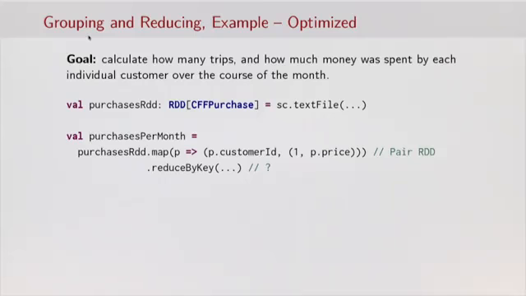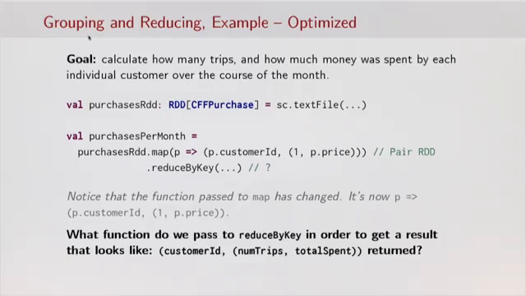So let's go back to our earlier example. Remember, our goal was to figure out how many trips and how much money was spent by each individual customer over the course of the month. So if we were to replace our call to group by key with a call to reduceByKey instead, what would we have to pass to reduceByKey? What would the function be here that would have to calculate the total number of trips and the total amount of money spent by each customer?